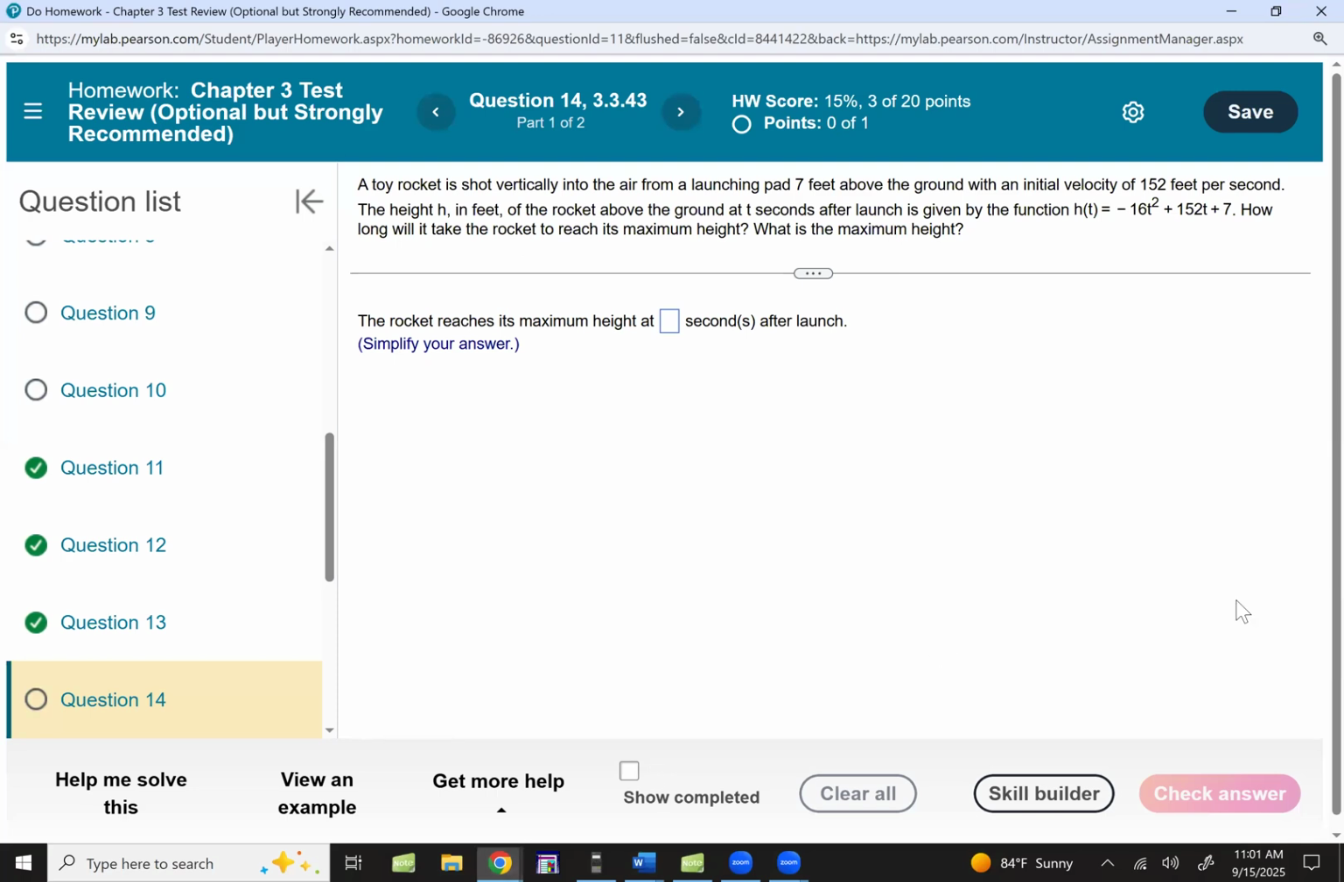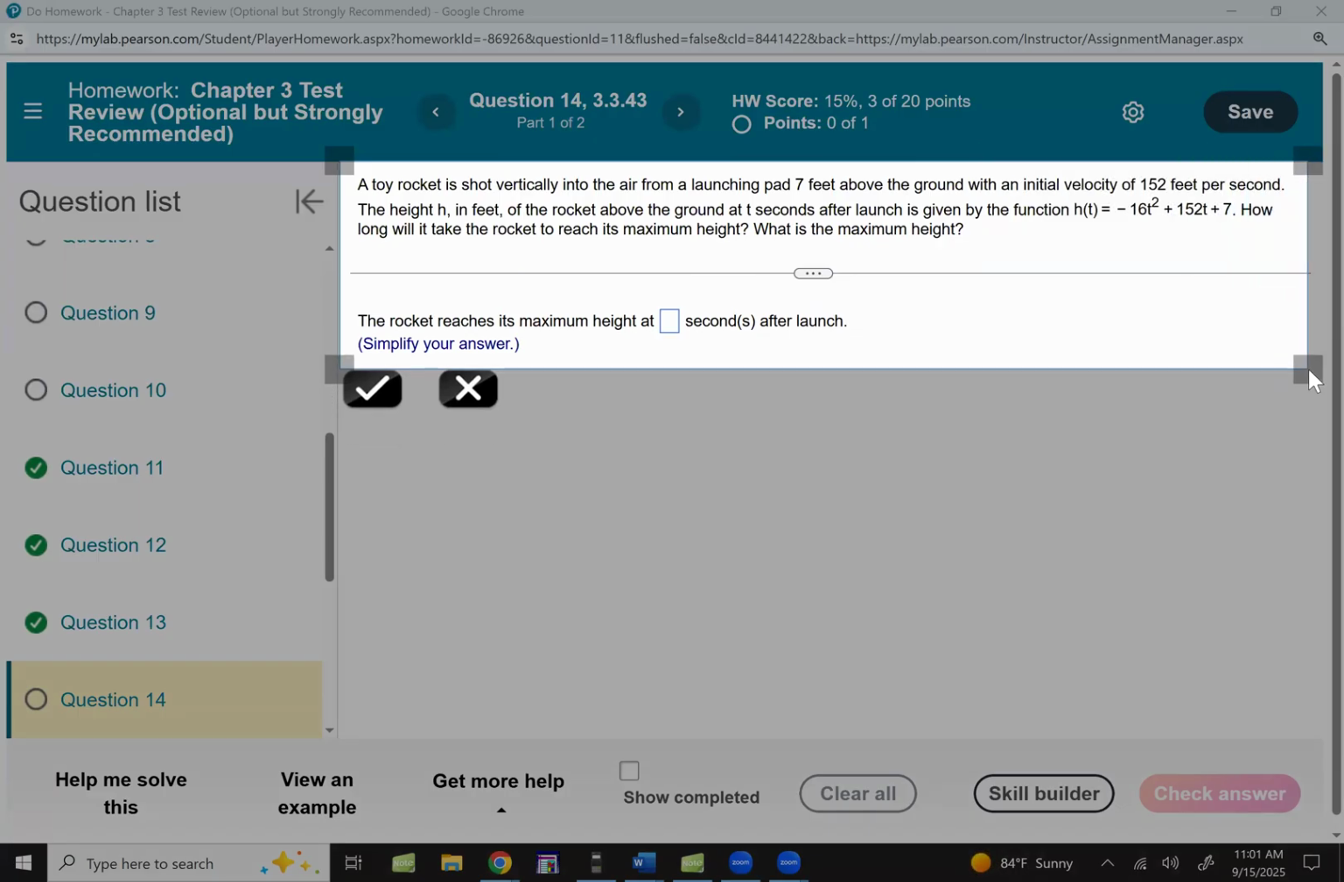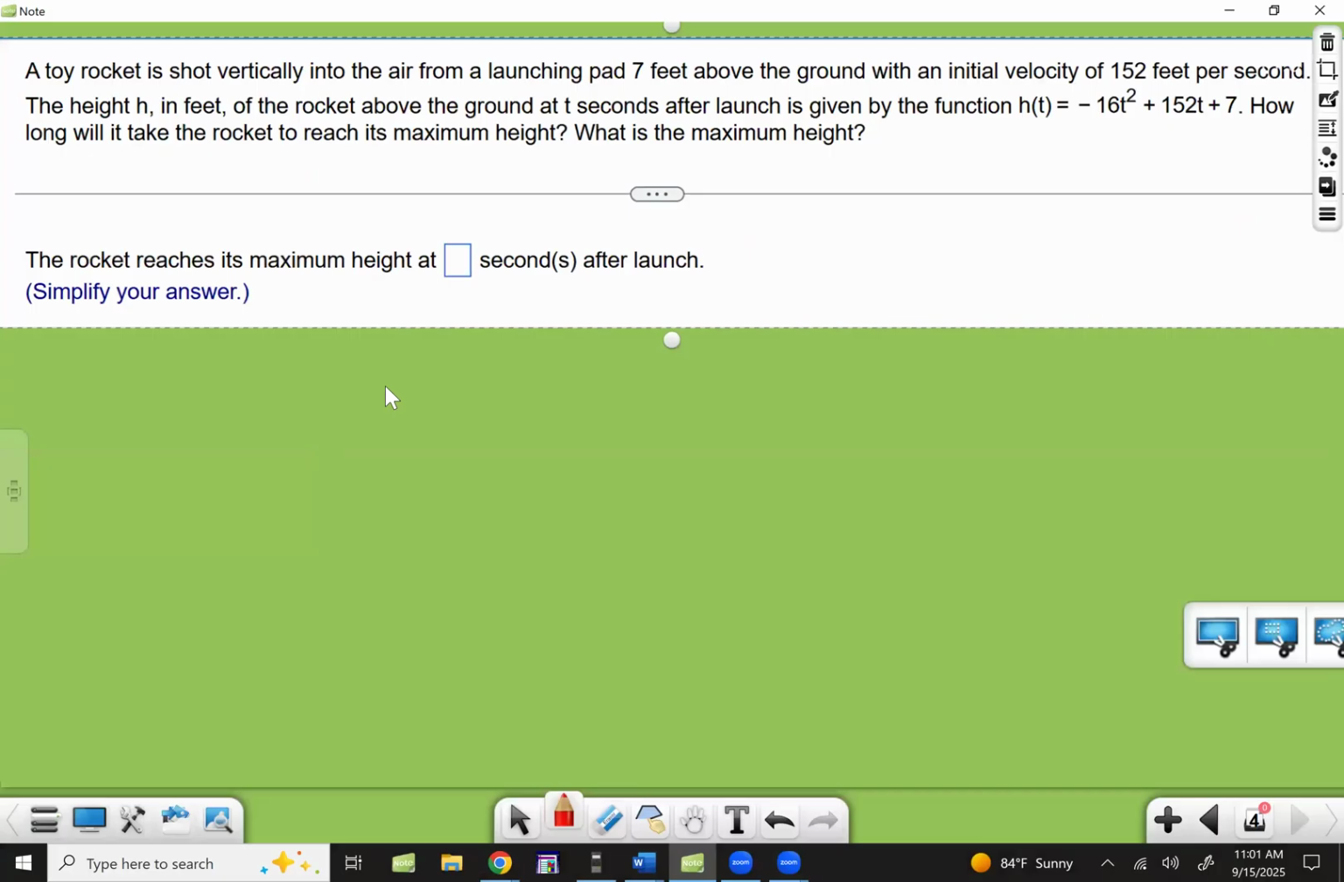Okay, great. Got a little physics question here or calculus question. Let's take a look at it. How can we apply this math? A toy rocket is shot vertically into the air from a launching pad 7 feet above the ground with an initial velocity of 152 feet per second. The height h in feet of the rocket above the ground at t seconds after launch is given by that function. How long will it take the rocket to reach its maximum height? And what is the maximum height?